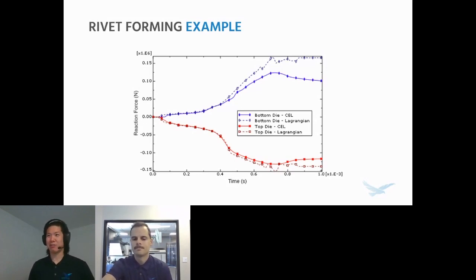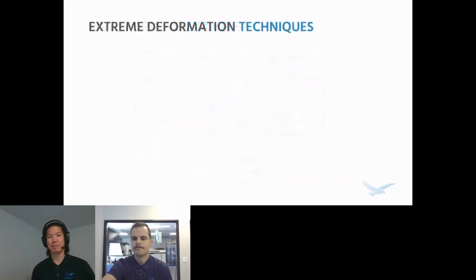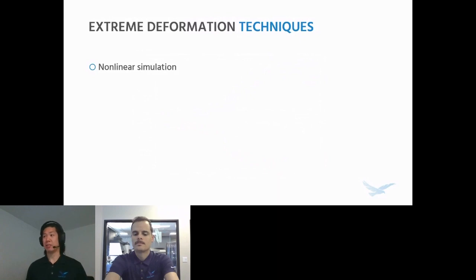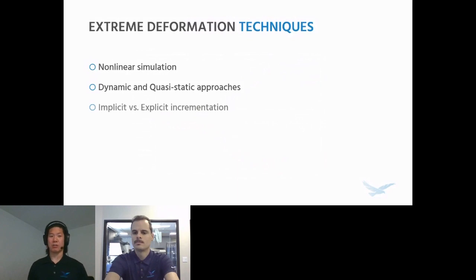I think we're pretty much out of time here, so I'll do a quick recap. We've talked about some different ways that you can approach these extreme deformation problems. We know that we're definitely going to need to use nonlinear simulation. We should probably start to look at using a dynamic or at least a quasi-static approach. We may need to consider switching from implicit to explicit time incrementation. And if things get really intense, then we can start to use that Eulerian mesh either with ALE or CEL.